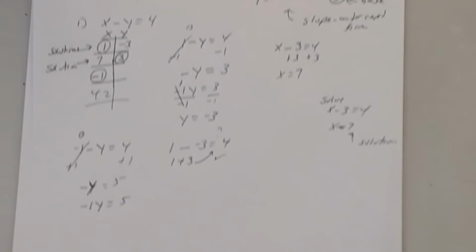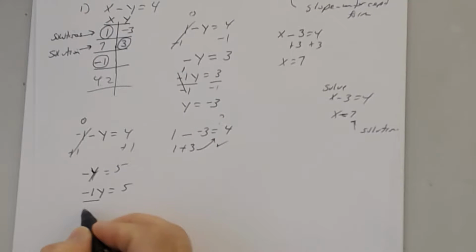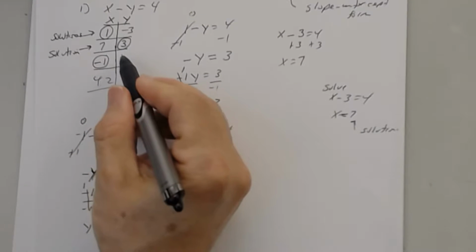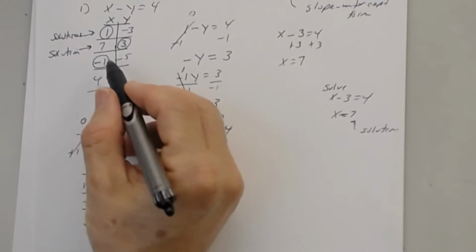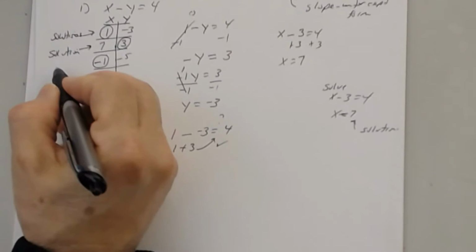All right, what's the next step? Divide both sides by -1. -1 divided by -1 is 1. 1 times y is y. What does y equal? -5. So I found another solution. Another solution is the point -1, -5.